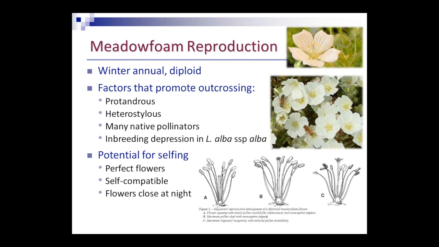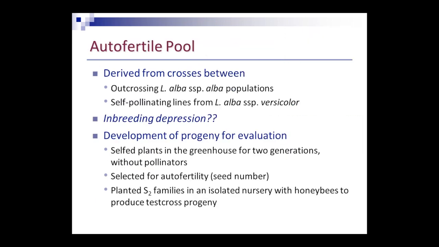There's also, we use commercial honeybees in the meadowfoam fields, but there are also a number of native pollinators that cross-pollinate for us. There is some potential for self-pollination, though. There are some related species to L. alba that are self-fertile. The flowers are perfect, it's self-compatible, and flowers close at night. So if you can reduce the difference in the height here, and you have the flowers opening and closing, there is a potential for autofertility.